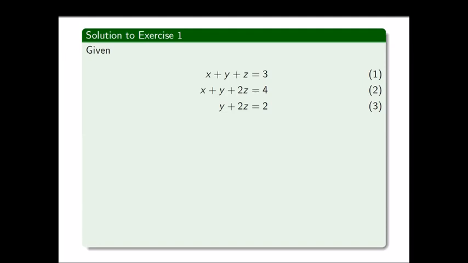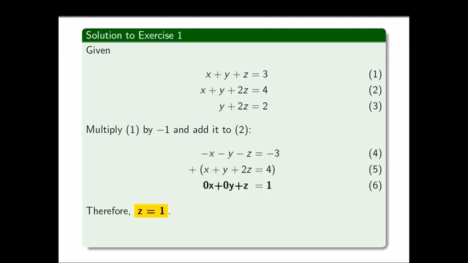We'll call them equations 1, 2, and 3. The first thing we want to do is we multiply the first equation by -1 and we add it to the second equation. So I multiplied x plus y plus z equal to 3 by -1. That gives me this equation here, and I added it to x plus y plus 2z equal to 4. When you actually add it, you get z equal to 1.